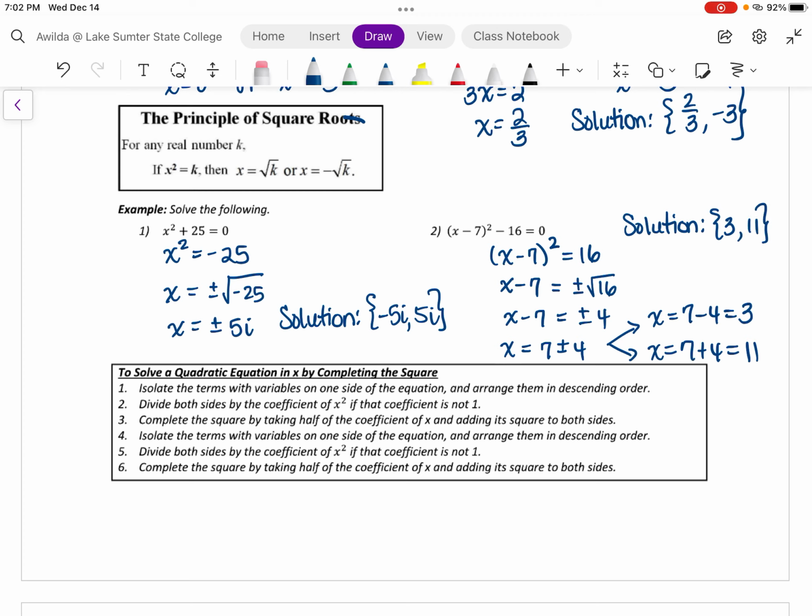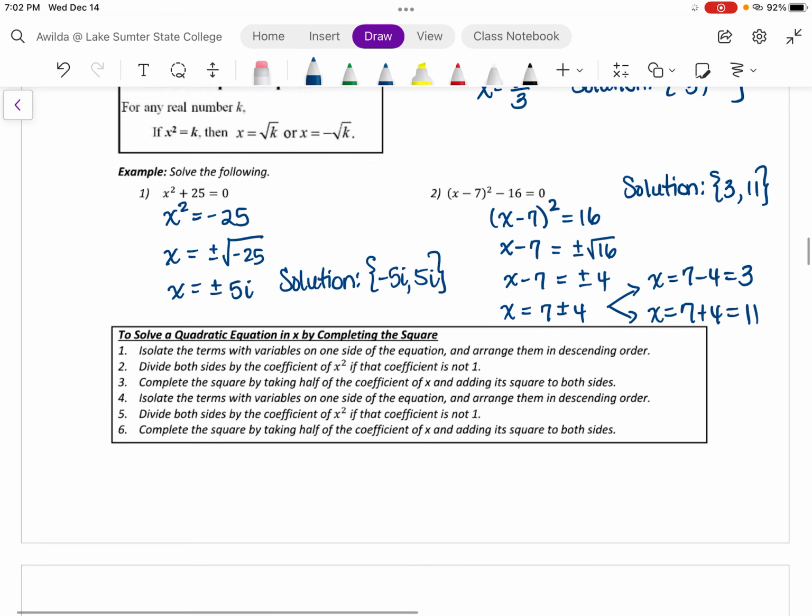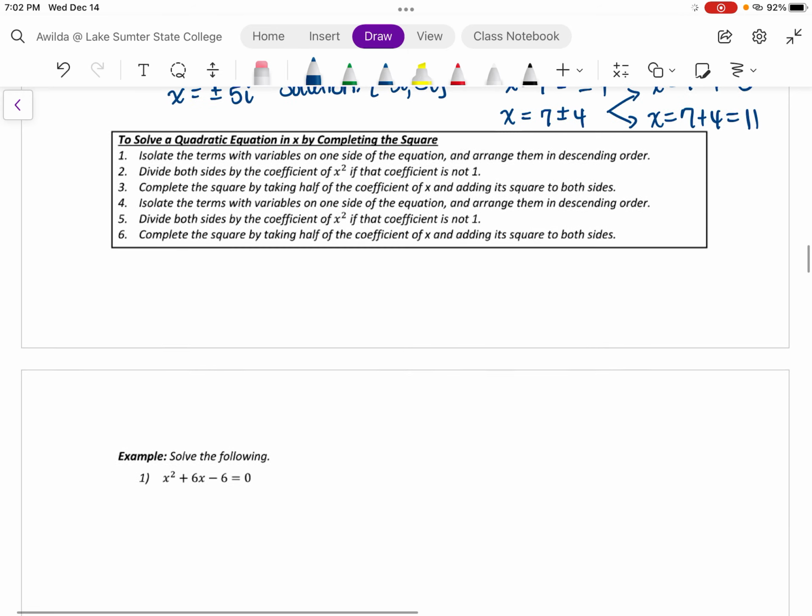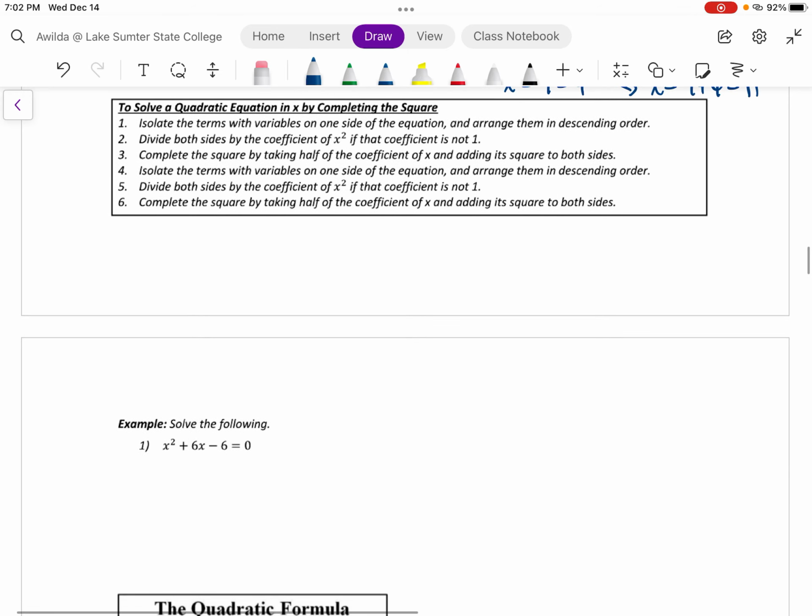Our third method for solving quadratic equations is to use a method called completing the square. Completing the square does involve quite a bit of steps, and so let's review how to use this as a method. The good thing about completing the square is that it is always an option when solving a quadratic equation.